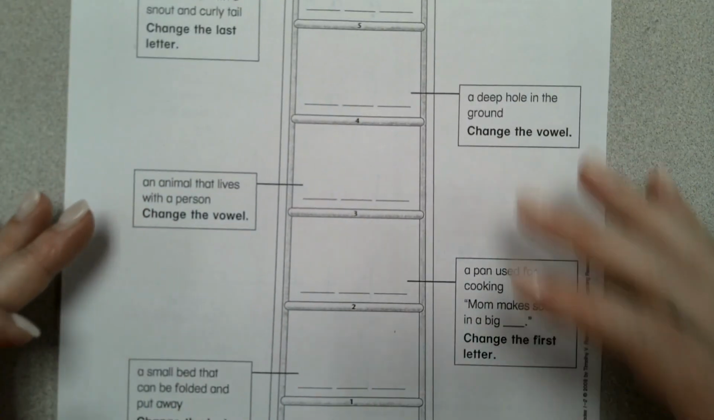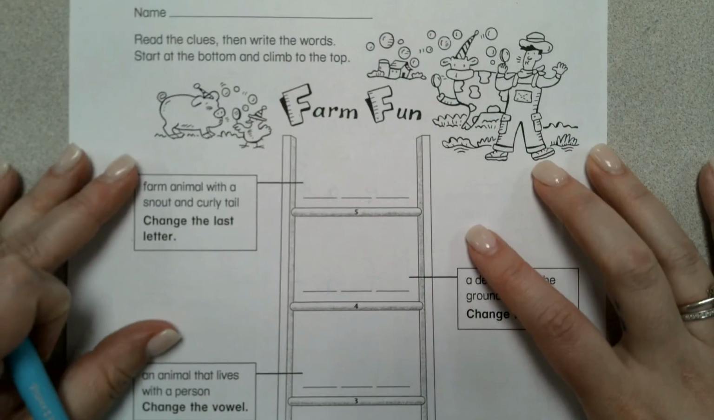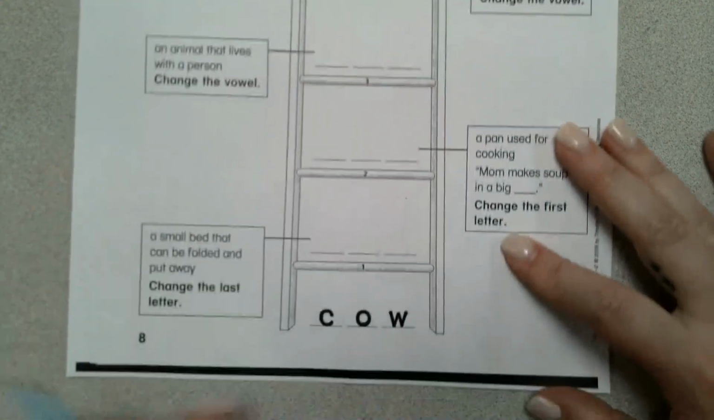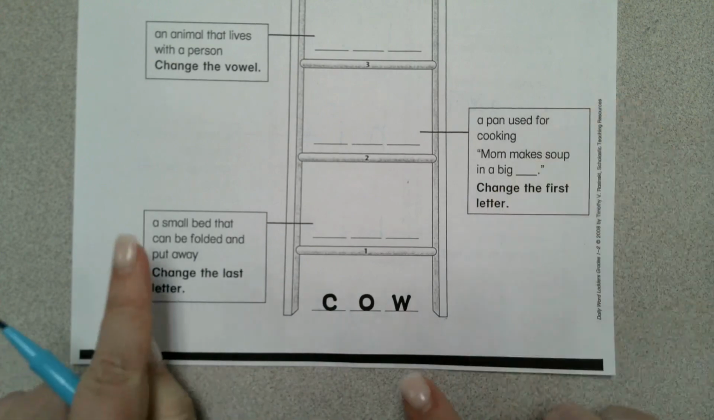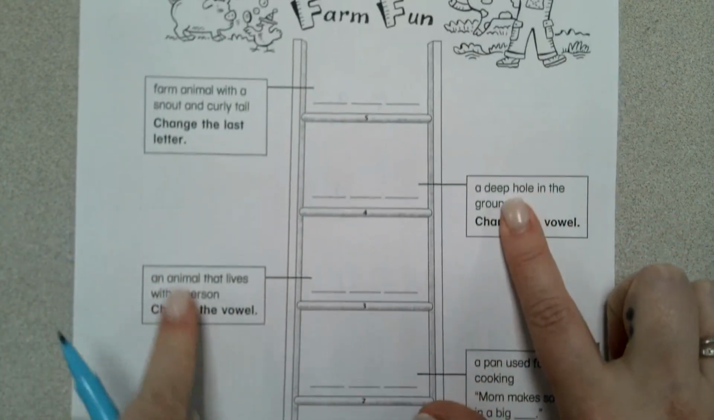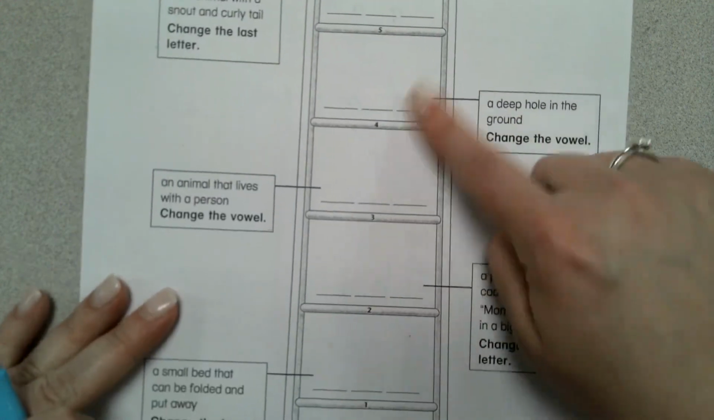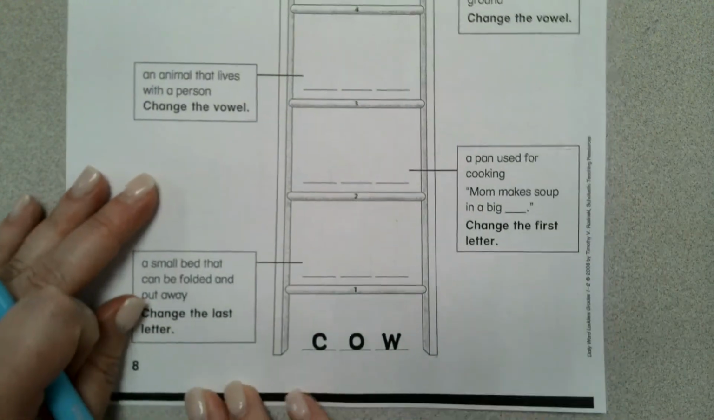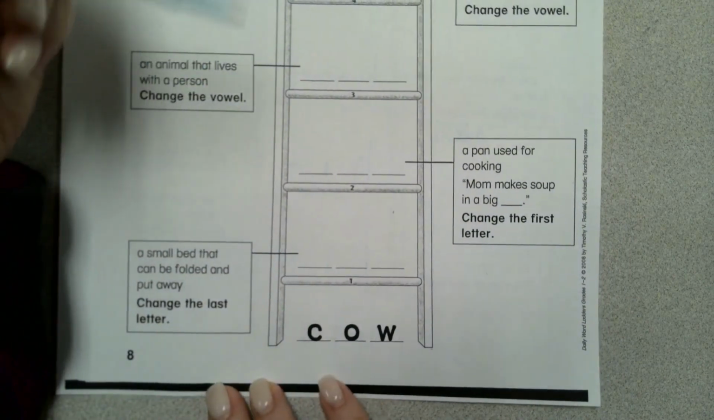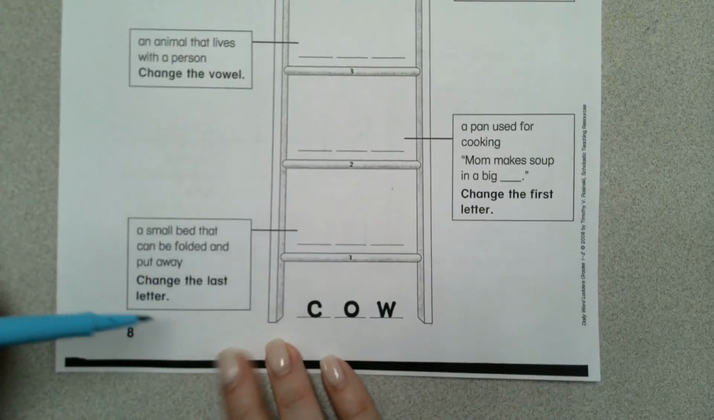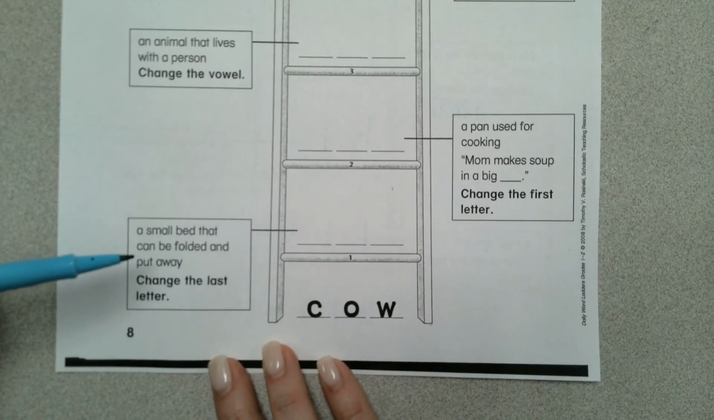All right, so now it's your turn, boys and girls. You're going to flip your paper over. The topic for you is farm fun. So you have the word cow down here, and you are going to listen to me read these clues real quickly, and then you can figure this out on your own. If you need to rewatch this part of the video, you can. So we're going to start with cow. A small bed can be folded and put away. Change the last letter.